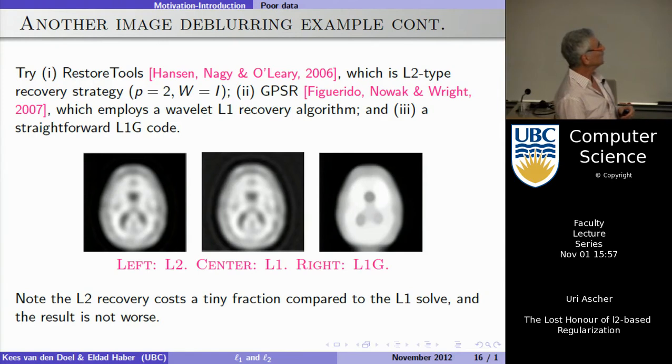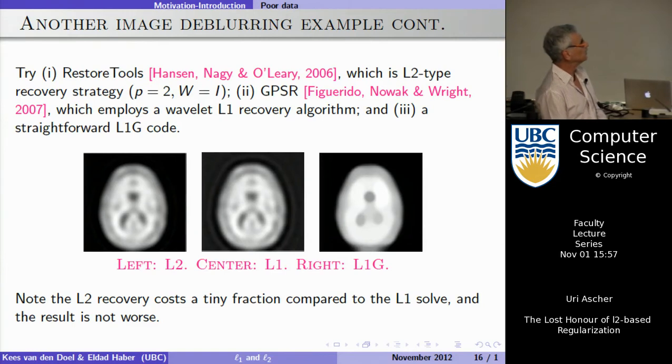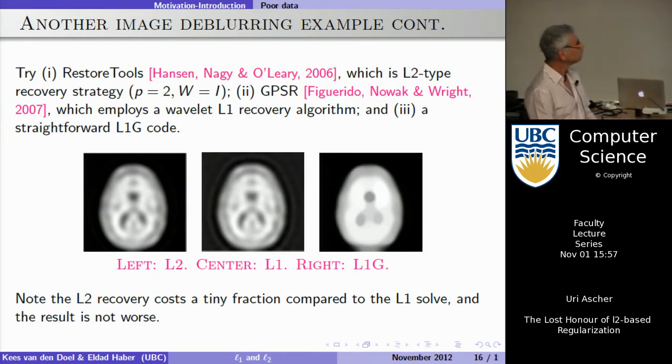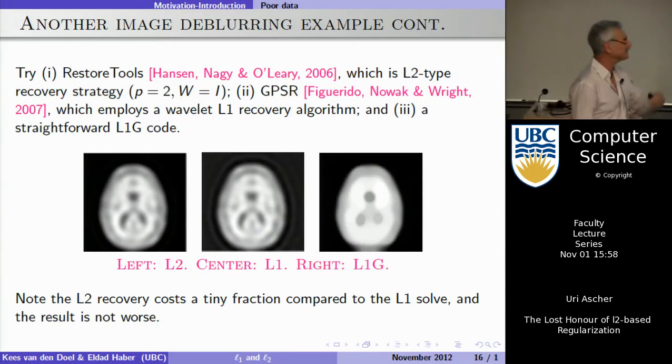It appears in a book that Hanson, Nagy, and O'Leary wrote. That's an L2 type code. And then GPSR is a code which employs a wavelet L1 recovery algorithm, a very famous code. And then this L1G code is standard, from our own lab, that wrote, in fact.